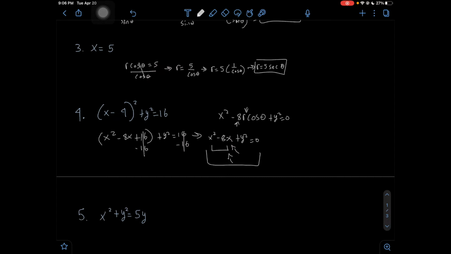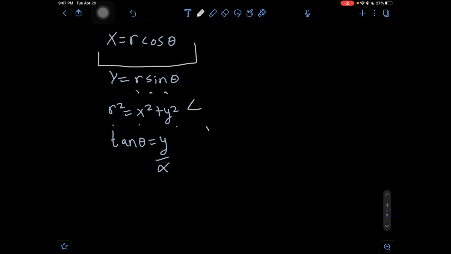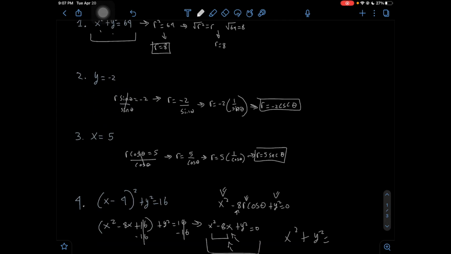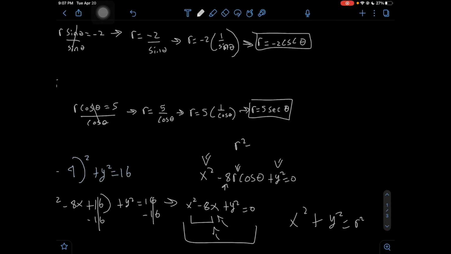Well, now we also know that in our equation, we have x squared right here, and we also have y squared right here. So then we have x squared plus y squared, and as we know in our base equation, this equals r squared. Well, that means that we can just substitute this in for r squared. So this means we really have r squared minus 8r cosine theta equals 0.